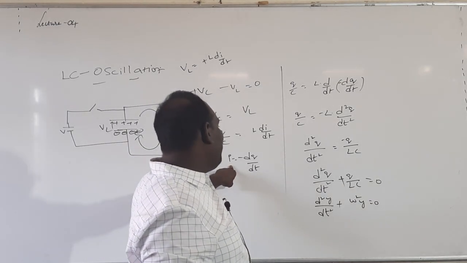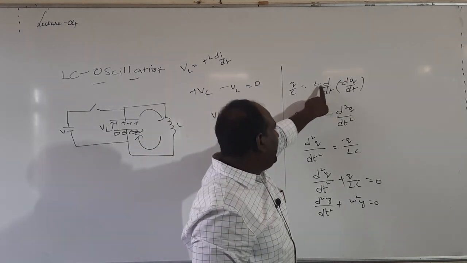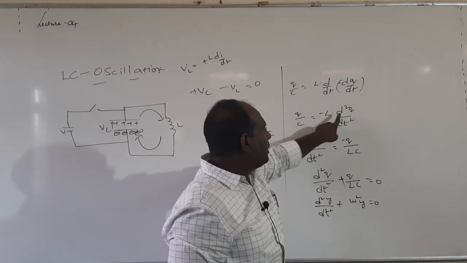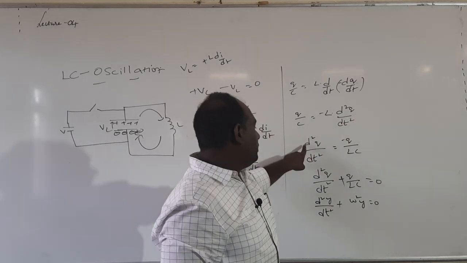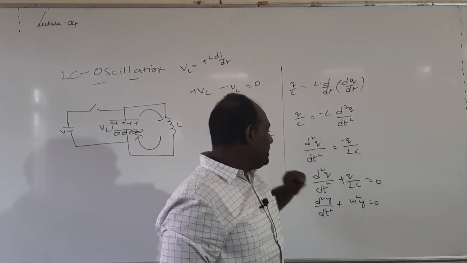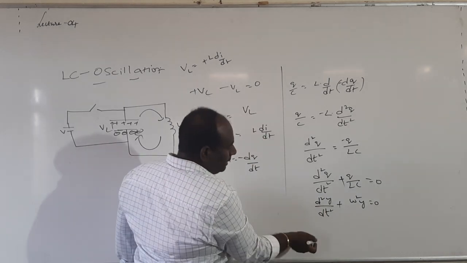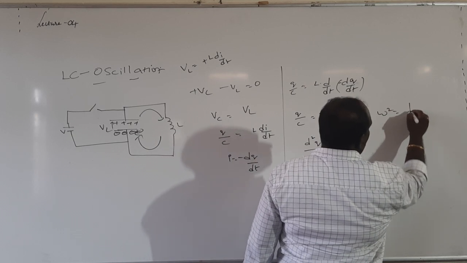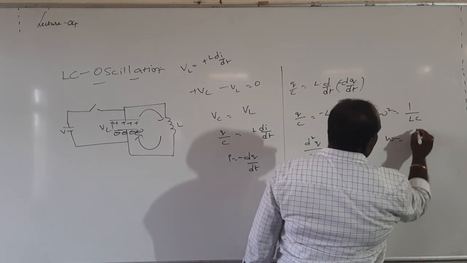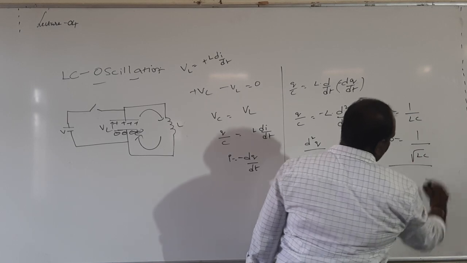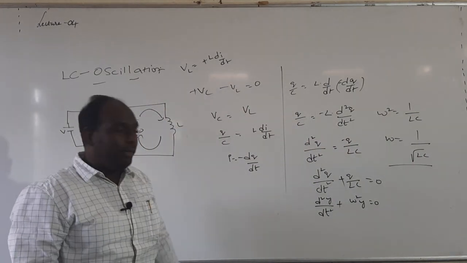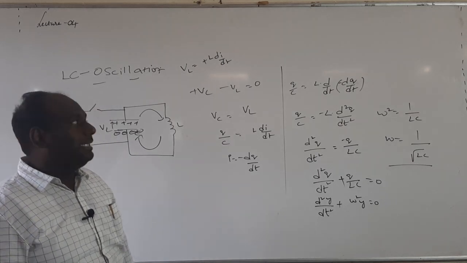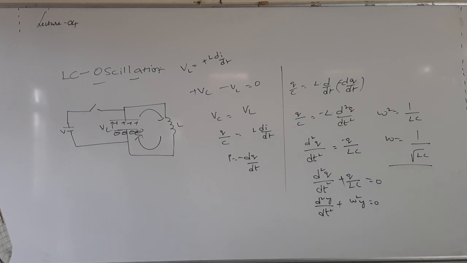If I substitute this I value in L into di by dt, where I is minus dq by dt, you will get minus L into d square q by dt square. So d square q by dt square is equal to minus q by LC. If you compare the terms, with y equal to q, omega square is equal to 1 by LC. So omega equals 1 by root LC. You are getting it now? Omega is the resonance frequency, equal to 1 by root LC. So this is about SHM.